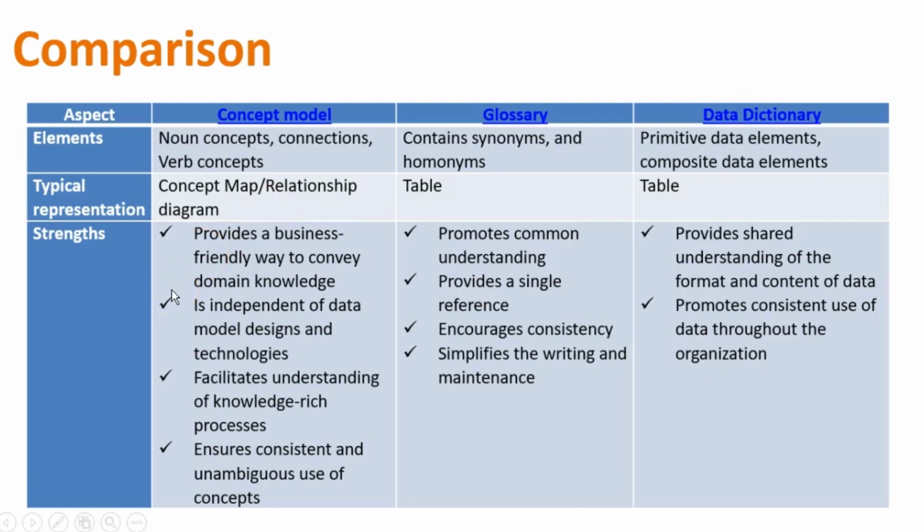So when we come to the strengths of this particular technique, the strengths are that it provides a business-friendly way to convey domain knowledge. And it is also independent of data model designs and technologies. As you saw, it was a very simple way of representing a vocabulary associated with a particular domain. It also facilitates understanding of knowledge-rich processes and ensures consistent and unambiguous use of concepts. Now, when we come to glossary, the strengths are quite similar. It promotes common understanding of the business domain. It provides a single reference, and it also encourages consistency. When we define something in a glossary, it is used consistently across the domain. There is no confusion, there is no ambiguity, and it also simplifies the writing and maintenance of other work products.